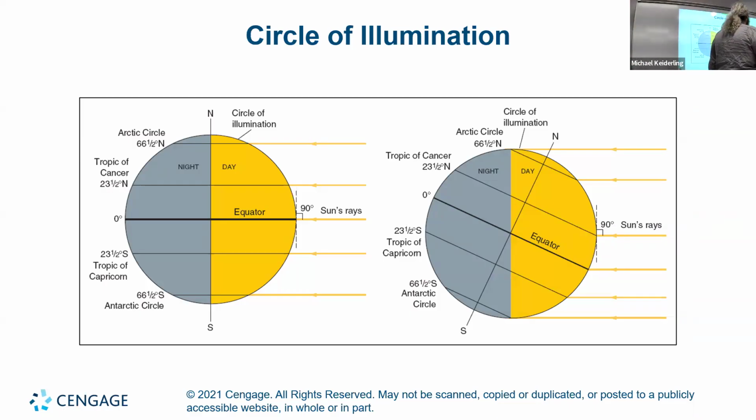So this is the northern hemisphere summer solstice. You can see the circle of illumination cuts across, but it's not aligned with the axis. So some areas have longer days and shorter nights, and some areas have longer nights and shorter days. And the most extreme example is above the Arctic Circle here, where you have 24 hours of daylight, and below the Antarctic Circle here, where you have 24 hours of darkness.